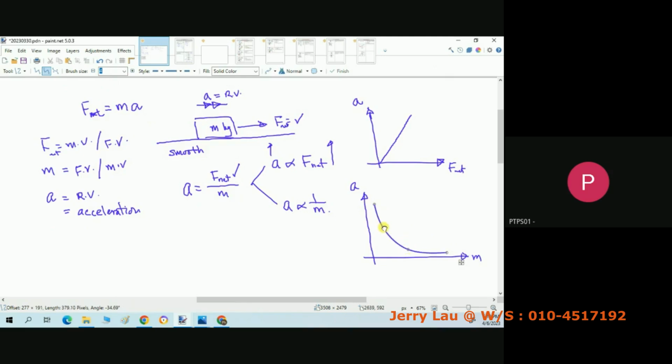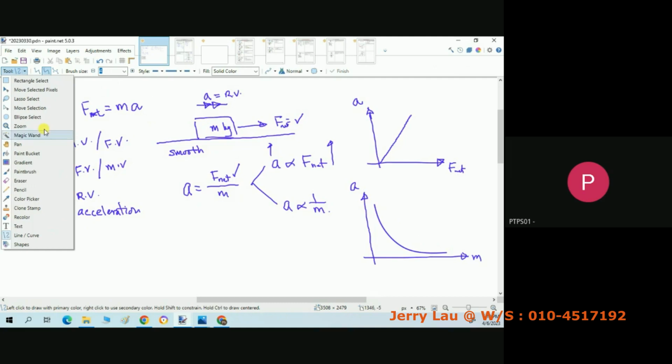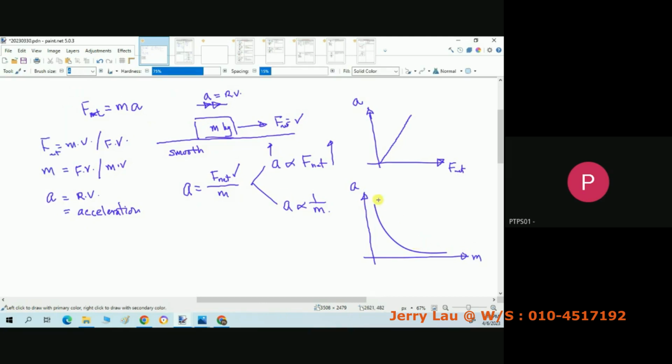This is called inversely proportional. When the mass is increasing, then your acceleration will be decreasing. Of course, in this case your force is fixed, and your mass is constant. So this one is net force equal to constant or fixed.